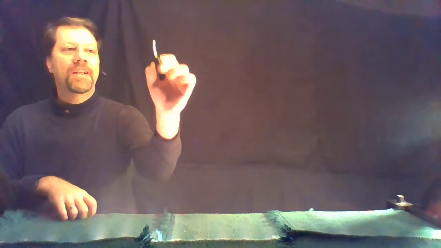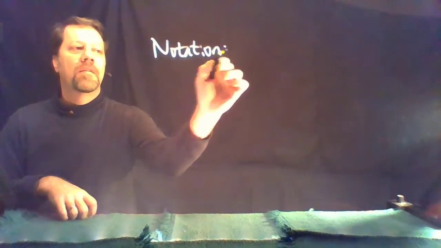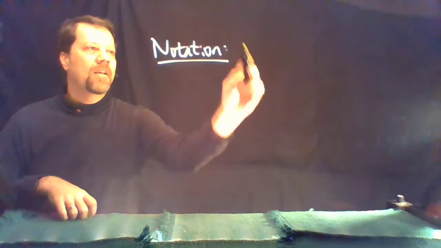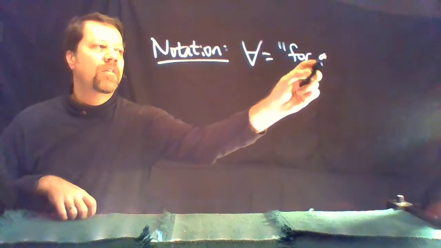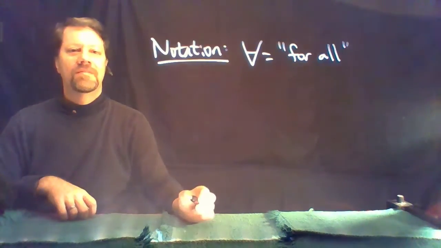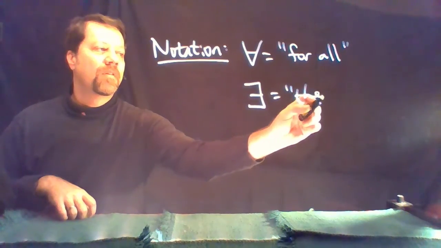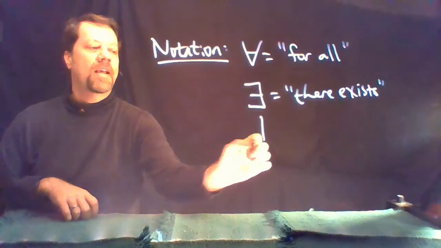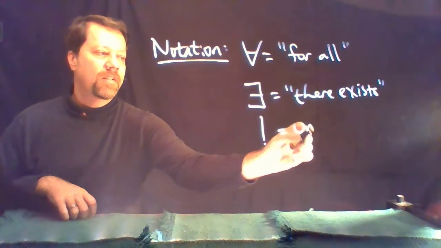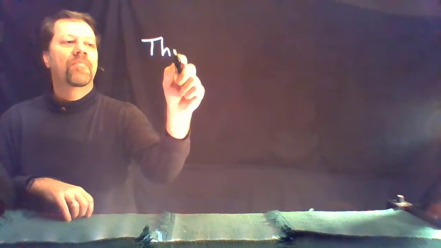Before proceeding, I want to give you a little bit of notation. An upside down capital A is the logical quantifier for all. A backwards E stands for there exists, and an exclamation mark is a symbol for uniqueness. I can state the following theorem.